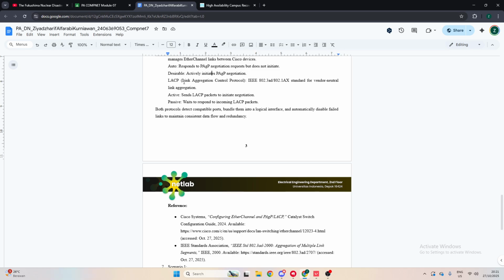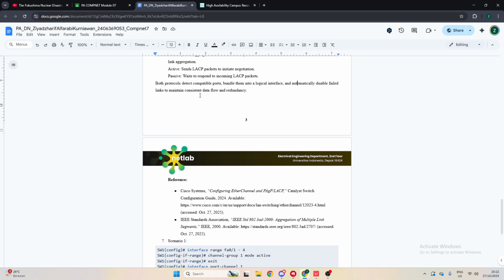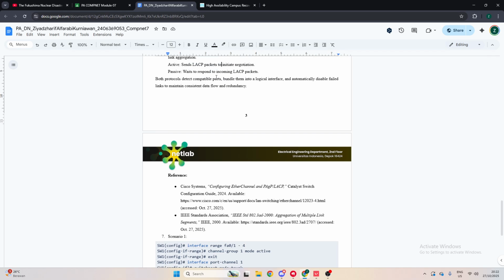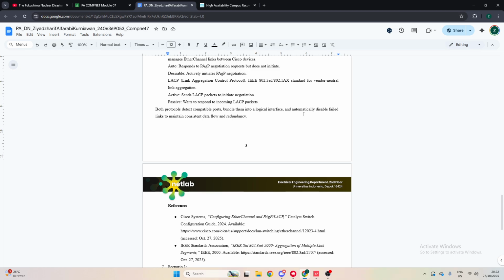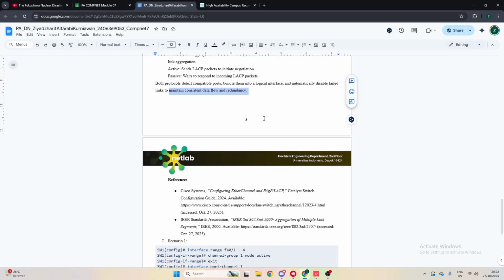The second one is LACP, which is Link Aggregation Control Protocol, defined in the IEEE 802.3ad standard for vendor-neutral link aggregation. It also has two modes: active and passive. Active sends LACP packets to initiate negotiation, and passive waits to respond to incoming LACP packets. Both protocols discover compatible ports and bundle them logically, and automatically disable any failed links. The idea is to maintain consistent data flow and redundancy, which is the whole point of this module.